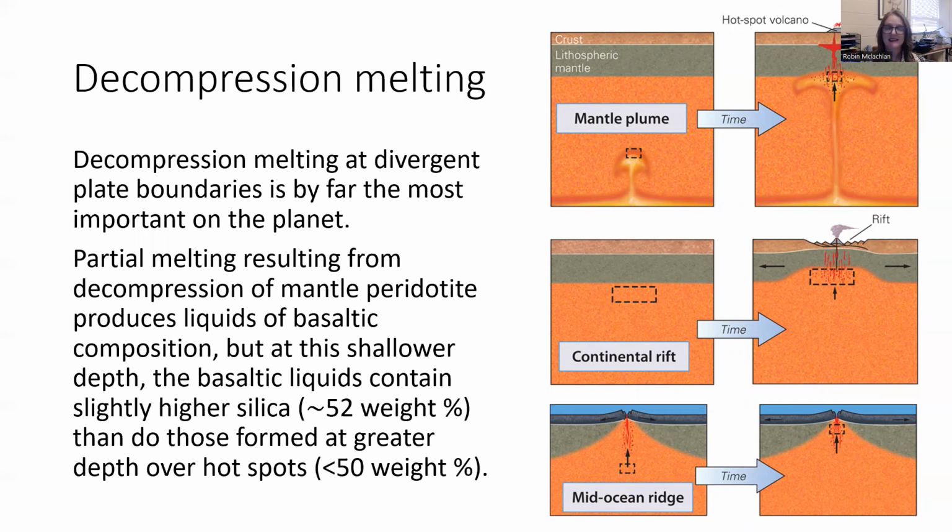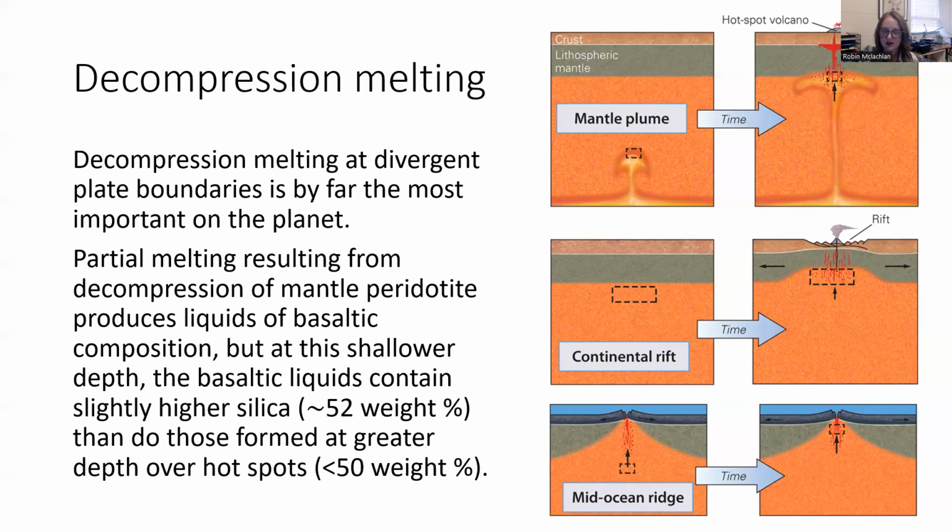So decompression melting at divergent plate boundaries is by far the most important on the planet. Yes, decompression melting happens at mantle plumes, hotspots, things like that, but divergent plate boundaries are by far the most common. And when partial melting occurs, the mantle peridotite produces a liquid of basaltic composition, which is one of the reasons that our ocean floors are made of basalt, right?